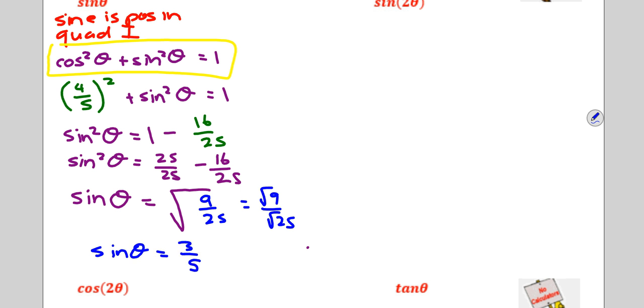So sine theta equals 3 over 5. Just double check, have we got the positive? Is it meant to be a positive or negative answer? Yeah, good. That was an important point. Positive, because it's quadrant 1, and sine's positive in quadrant 1. See how that's why I chose to do that one.